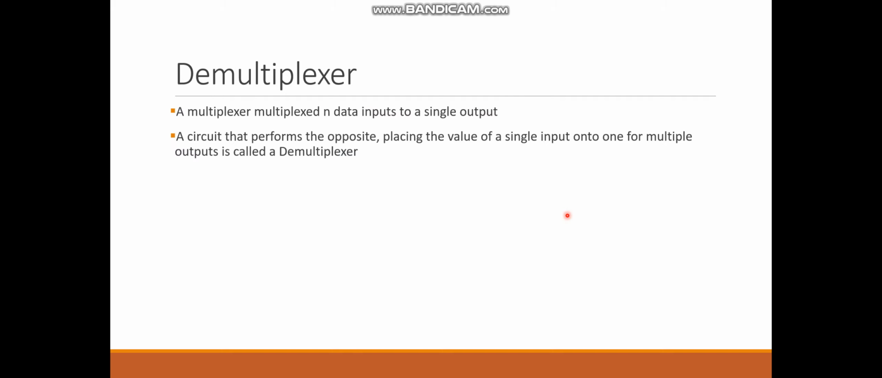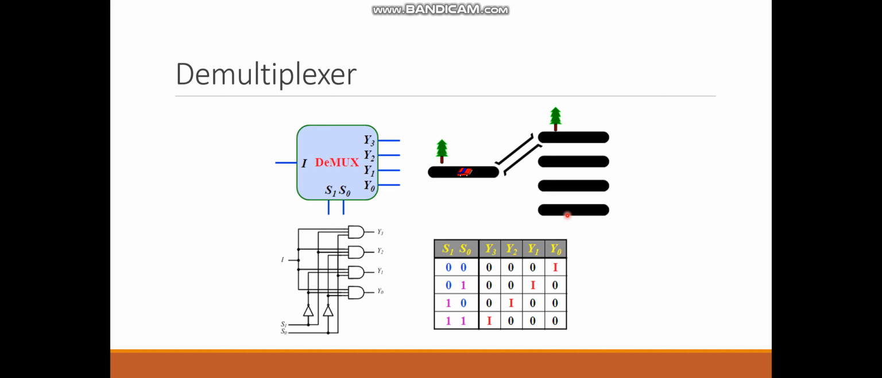So that was all about the multiplexers, and let's move to the demultiplexer. A demultiplexer is just the opposite of the multiplexer. In the multiplexer, we have some inputs and only one output based on some selectors, but in the demultiplexer, we've got only one input and some outputs based on some selectors. So the number of outputs is 2 to the power of the number of selectors.